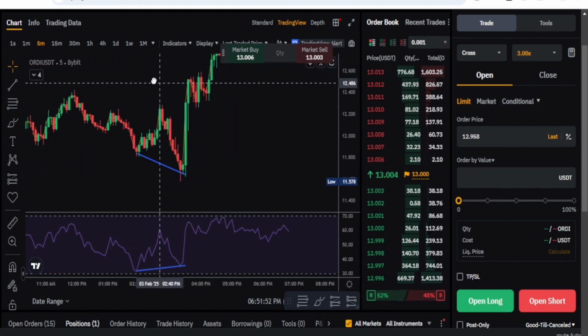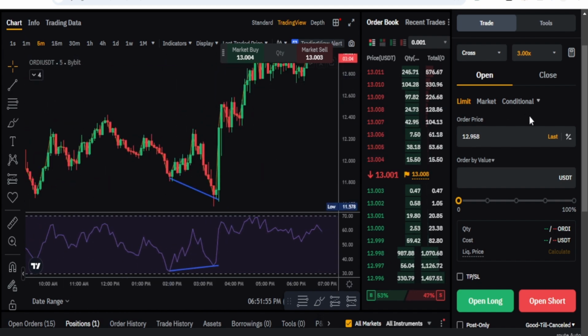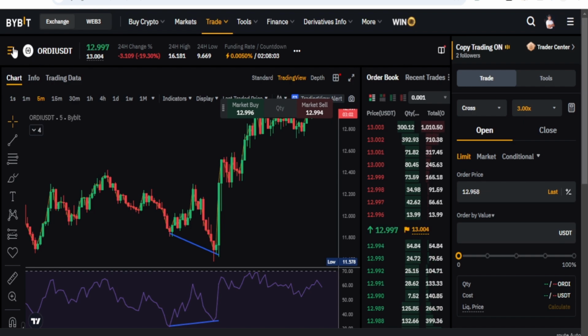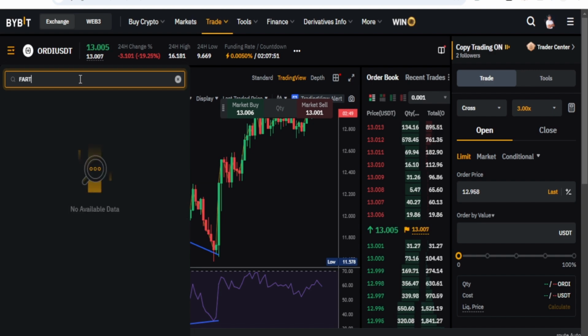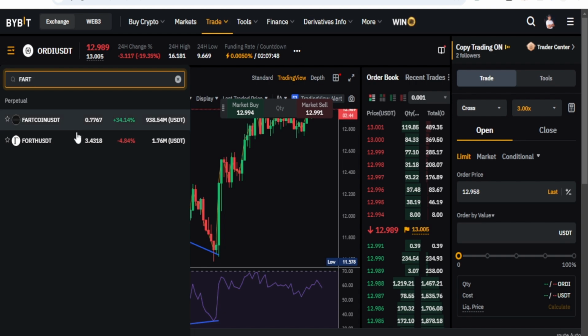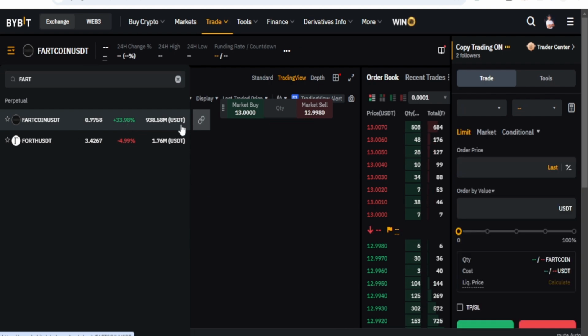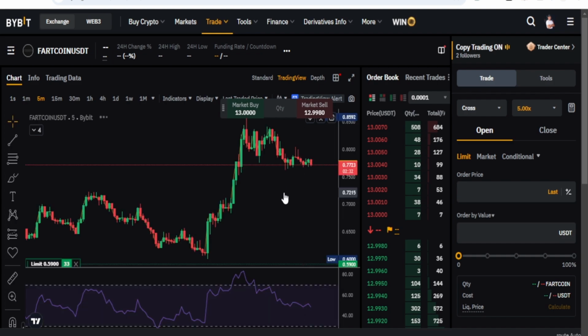After selecting the token, for instance, if I want to select the token I want to trade, I'll just go up here and I can sort the tokens. For instance, I want to look at tokens that are very volatile in the market, and one of those tokens that I trade a lot is FAT. If I type FAT right here, it will bring up that token for you. You can see today alone it is up by over 34%. I'll click on it and it is going to load up that chart for us on the 5 minutes time frame.